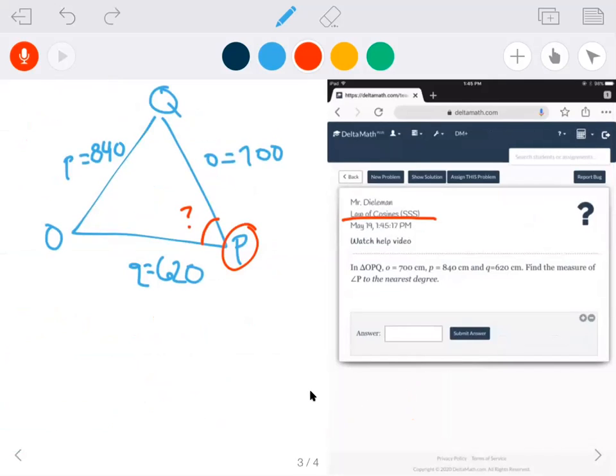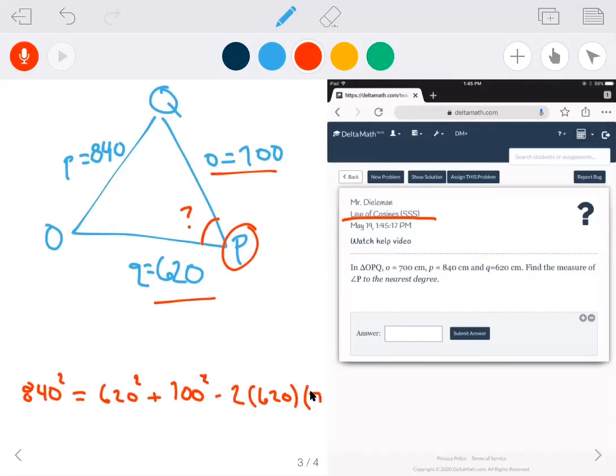So I'm going to put P out front so that it matches up with the P at the back. So it's going to be 840 squared is equal to the other side lengths. So 620 squared plus 700 squared minus 2 times 620 times 700, and then that is times the cosine of P. That's what we're trying to find, but we don't know what P is, so we're trying to figure that out.